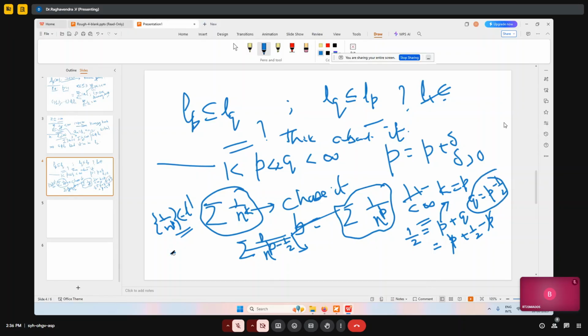Then if you look at the summation, 1 over n raised to Q, this will be n raised to, say, P minus Q. Okay? P minus Q. Then this will be actually half. Summation 1 over n raised to half. This is not convergent. So for this index, P minus Q, which is half, given P, it will not be in LP. This is how you construct examples. Okay.